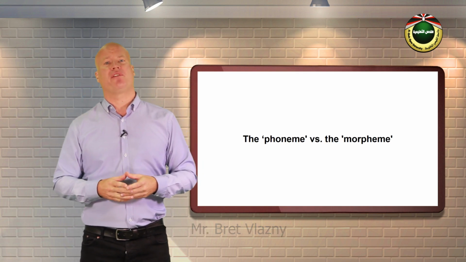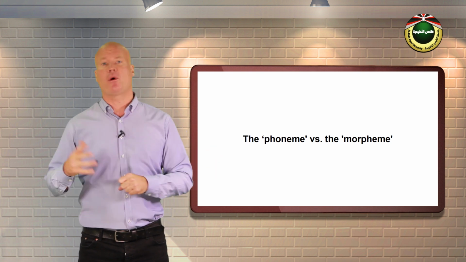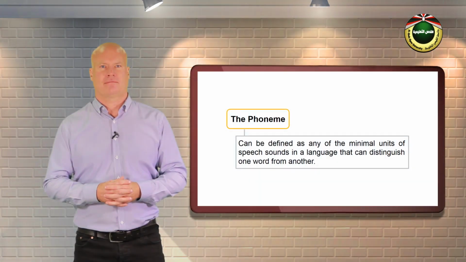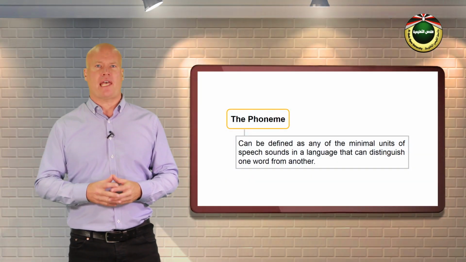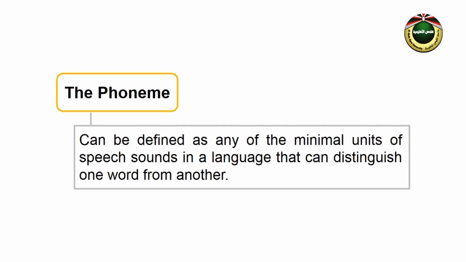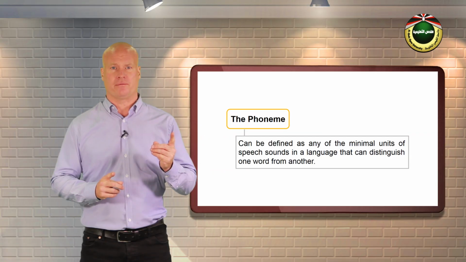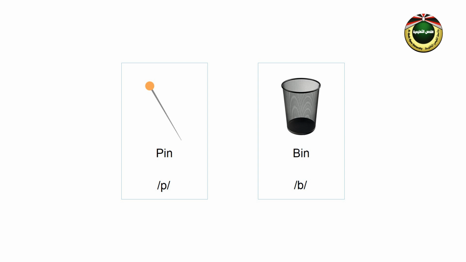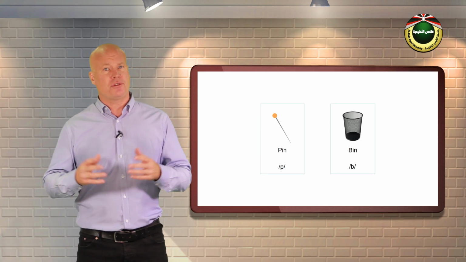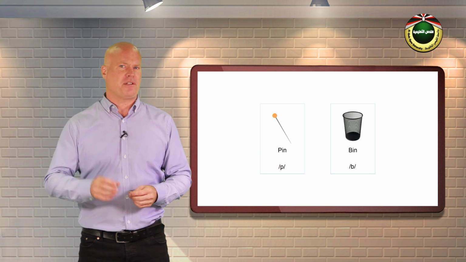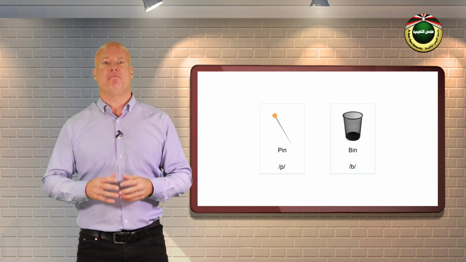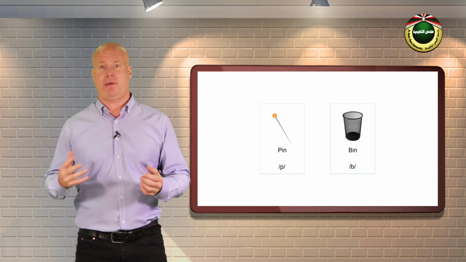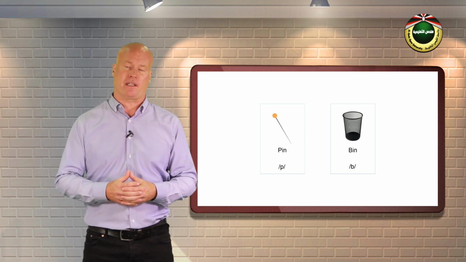Today we will clarify the difference between the concept of phoneme and morpheme in English. The phoneme can be defined as any of the minimal units of speech sounds in a language that distinguish one word from another. The p in pin and the b in bin in English are considered two different phonemes as the two words have different meanings. Changing p with b changes the meaning of the words. These two sounds are considered two phonemes as bin and pin are different words with different meanings.